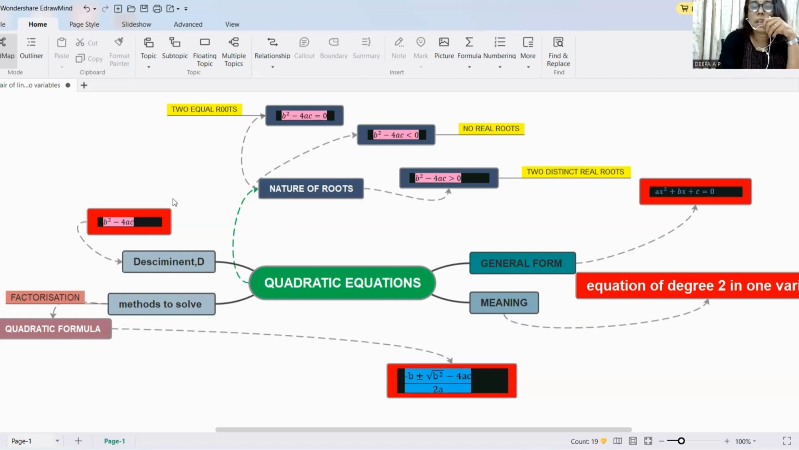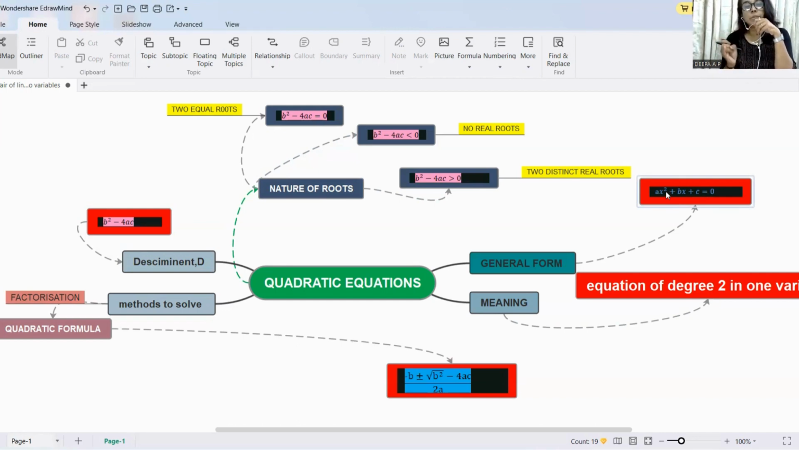What is the nature? As I told you, b square minus 4ac is the discriminant. Here the nature: if b square minus 4ac is equal to 0, how many roots will be there? Two equal roots are there. Roots are equal. Roots in the sense solutions. Okay, solution. So since it is ax square plus bx plus c is equal to 0 form, what is the degree here? 2. Degree is 2. So 2 solutions you can find out from this quadratic.